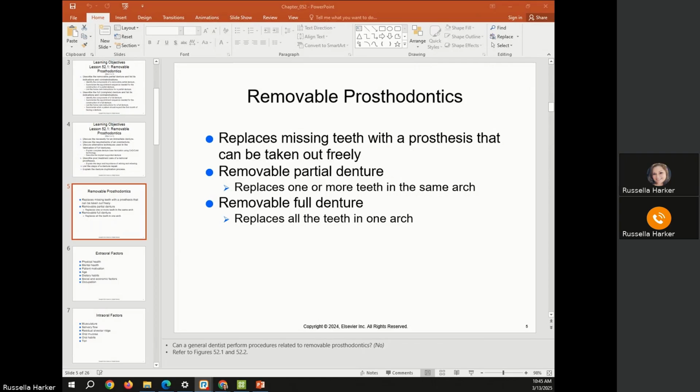So the removable partial denture replaces one or more teeth in the same arch. So it has to be on the same arch that it is missing. The removable full denture replaces all of the teeth in one arch. Now, the removable full denture, we'll be going over that lecture tomorrow, but the removable partial denture is what we are going over today.